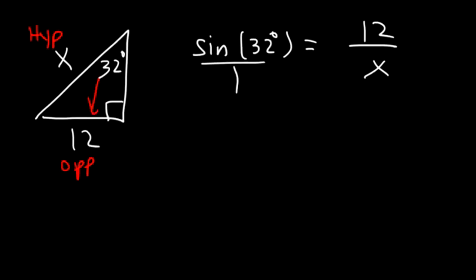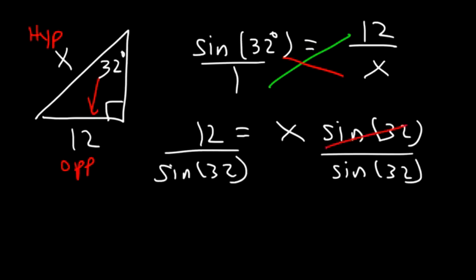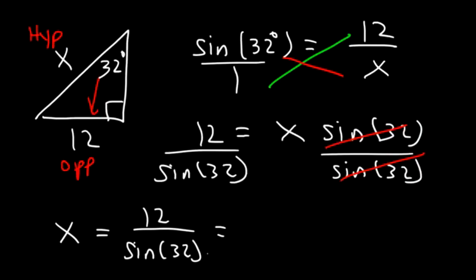What I would do is cross multiply. So 1 times 12 is 12, and this is going to equal x times sine 32. Next, I recommend dividing both sides by sine 32. Sine 32 divided by itself is 1. So therefore, x is equal to 12 over sine 32. 12 divided by sine 32 is 22.64. So that's the value of x in this particular problem.